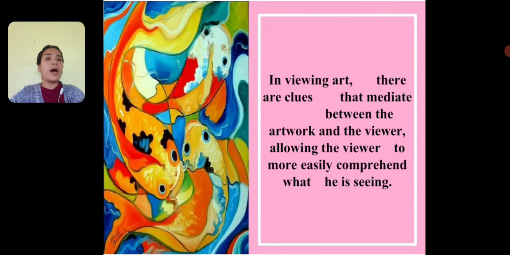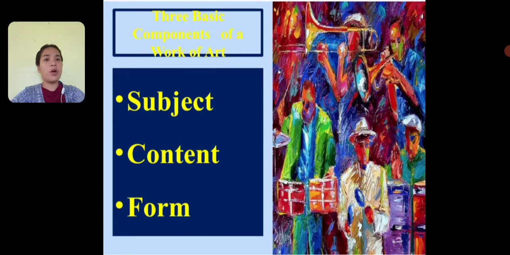Now let's move on to viewing art. There are clues that mediate between the artwork and the viewer, allowing the viewer to more easily comprehend what he is seeing. Let's move on to the three basic components of a work of art, which are the subject, the content, and the form.